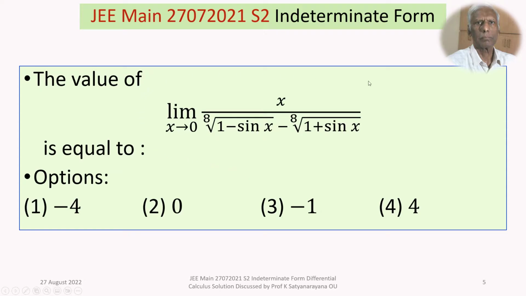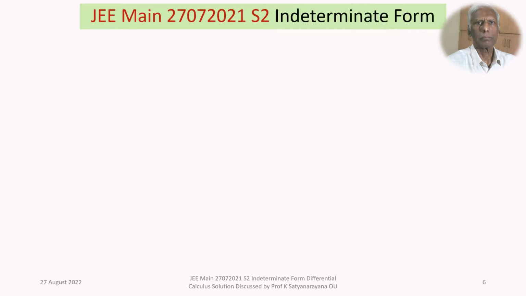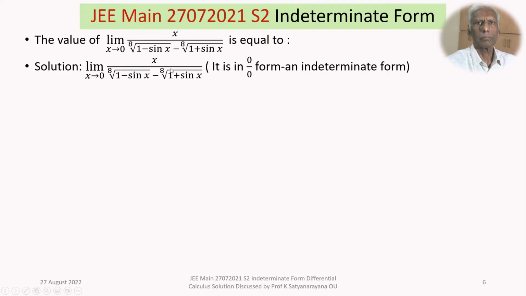We have to take this quotient, take the limit as x tends to 0, and find out its value. So we now discuss the solution of the problem in detail. That's our problem. And the solution is: limit as x tends to 0 of the quotient. The numerator is x, the denominator is the 8th root of 1 minus sin x minus the 8th root of 1 plus sin x. As x tends to 0, the numerator is 0 and the denominator is 0. Therefore, it takes a 0 by 0 form, and we know that it is an indeterminate form.